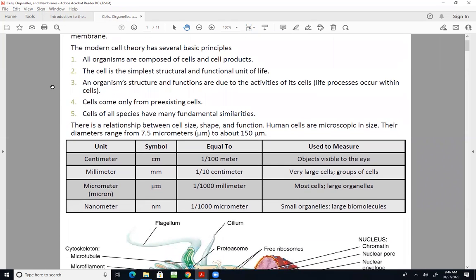The modern cell theory is one of the most important unifying theories in all of the field of biology, and anatomy and physiology are basically a subset of biology. So it's important to have an understanding of what that cell theory is. I don't reference it much other than right now, but it states that all organisms are composed of cells and cell products. In other words, anything that's living is made up of cells and what the cells make. Cells are the simplest structural and functional unit of life.